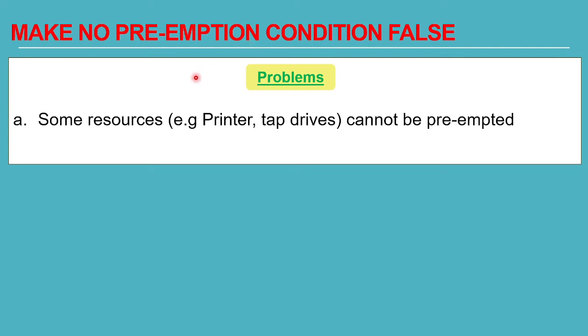Same as the mutual exclusion condition. Hold and wait is possible: you can make that condition false. But the no preemption and mutual exclusion conditions you cannot make false in all cases. In this case you may require the job to restart, like a printer. If you want to preempt it, you have to restart the printer.